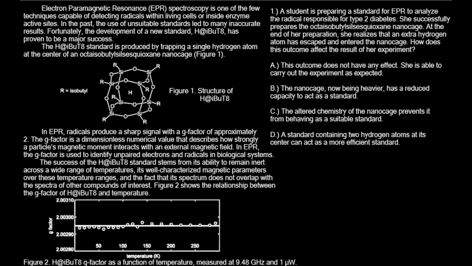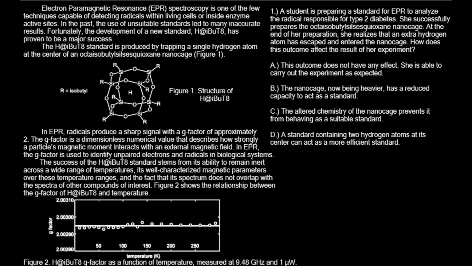Question number 1. A student is preparing a standard for EPR to analyze the radical responsible for type 2 diabetes. She successfully prepares the octabutyl nanocage. At the end of her preparation, she realizes that an extra hydrogen atom has escaped and entered the nanocage. How does this outcome affect the result of her experiment?